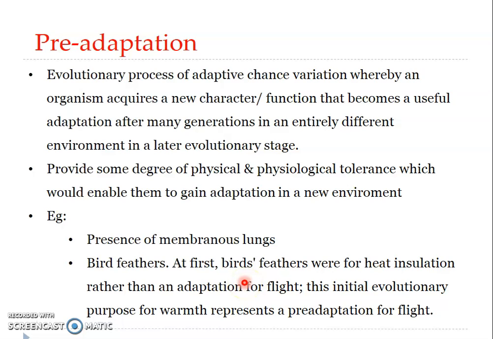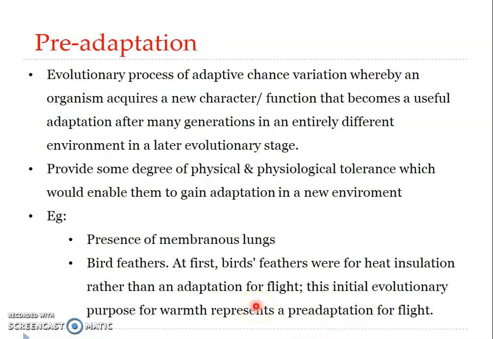So it was never an adaptation for flight, or bird feathers were not evolved as an adaptation for flight at the initial phases of the evolutionary cycle. But later, the descendants of these organisms which had feathers slowly evolved into birds, and the flying birds which later developed started to use these feathers as an adaptation for flight. Such an adaptation, or a character, or a trait, or a part of the body is known as a pre-adaptation. I hope it is clear.